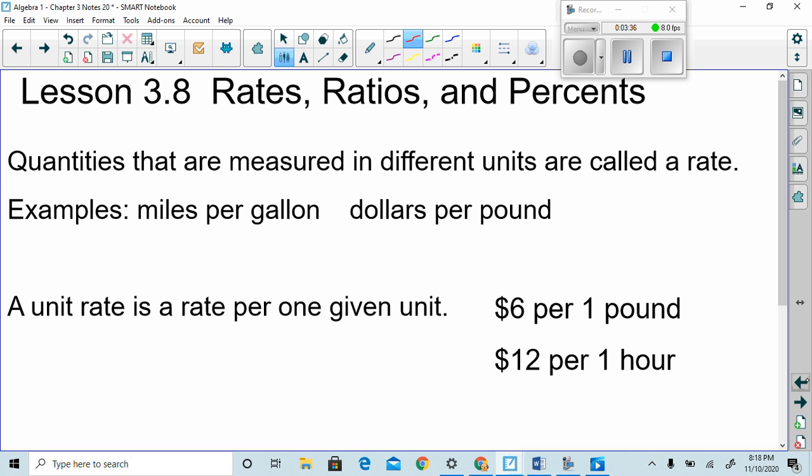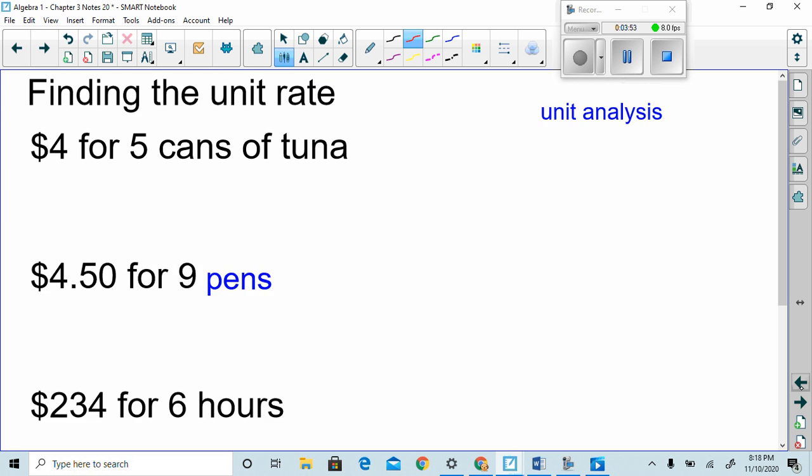When I want to compare to one, that's called a unit rate. It's $6 for 1 pound. It's $12 to rent for 1 hour. So we're thinking about comparing something to one. It gives me a unit rate. Here's a couple practice problems. Let's find the unit rate.